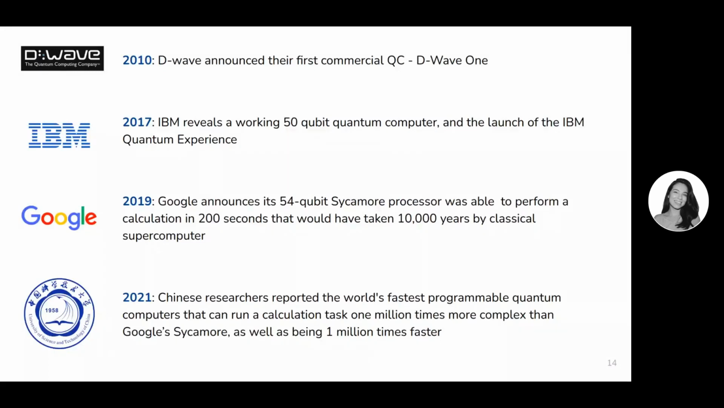Then in 2021, a Chinese researcher group reported the world's fastest programmable quantum computer, which can run a calculation task 1 million times more complex than Google's Sycamore task, and it's also 1 million times faster than Sycamore. So within 2 years, we went from a task solved in 200 seconds that would have taken 10,000 years by a classical supercomputer to a machine that operates even 1 million times better. Of course, we don't have access to this machine, but this result was also reported in a free access paper for you to discover.